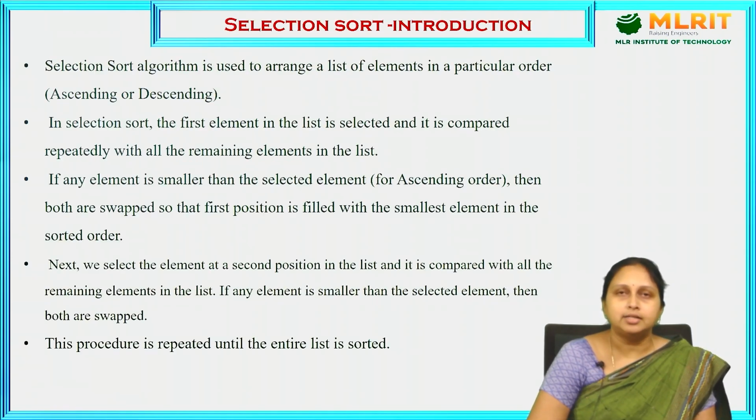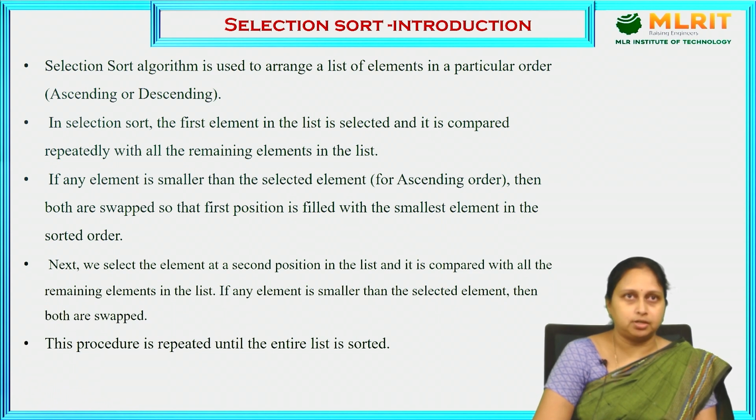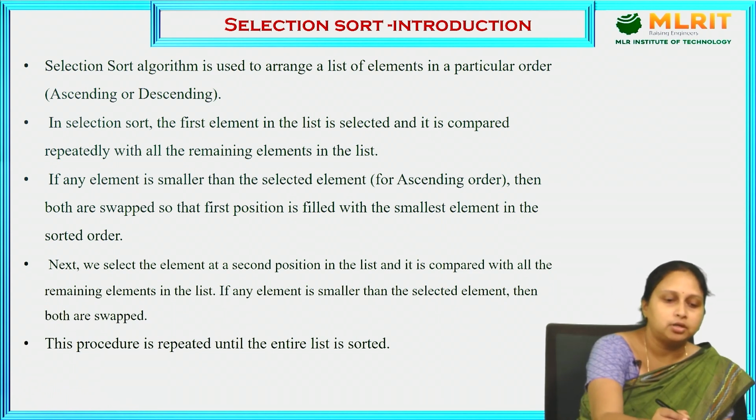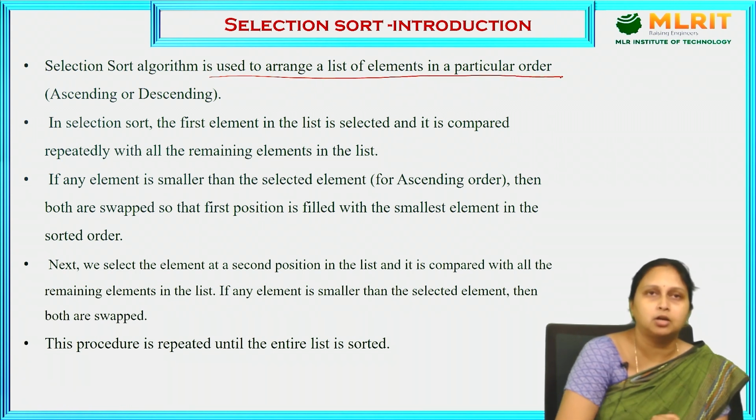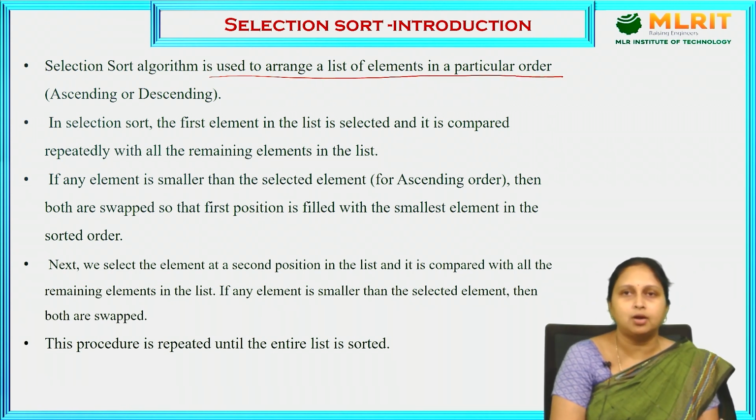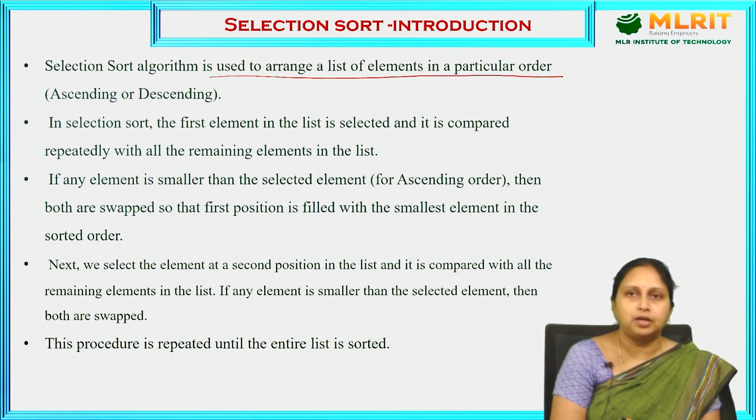Yes, let us see what is a selection sort. Selection sort is used to arrange the list of elements in a particular order. We all know what sorting is. Sorting is nothing but arranging the list of elements either in ascending or descending order. The selection sort is also going to perform the same. But what is the procedure it is going to follow?